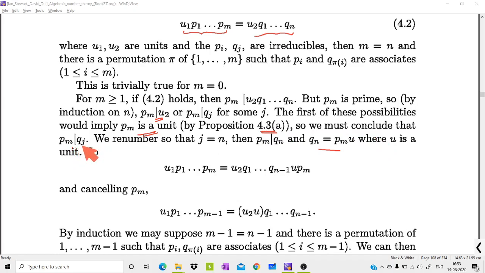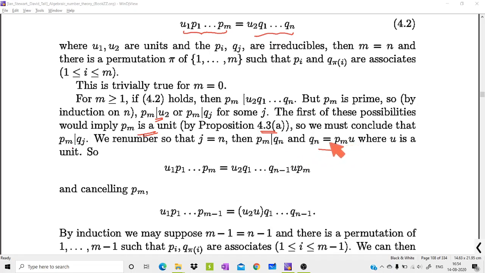One of these Qj's, say we set this j as n. We can easily rearrange these factors because our structure is an integral domain, so multiplication is commutative, and we can set j equal to n. So Pm divides Qn, then Qn is equal to Pm times U, where U is a unit. So we can write U1. That means this Pm is a divisor of Qn, which gives a factorization of Qn here.